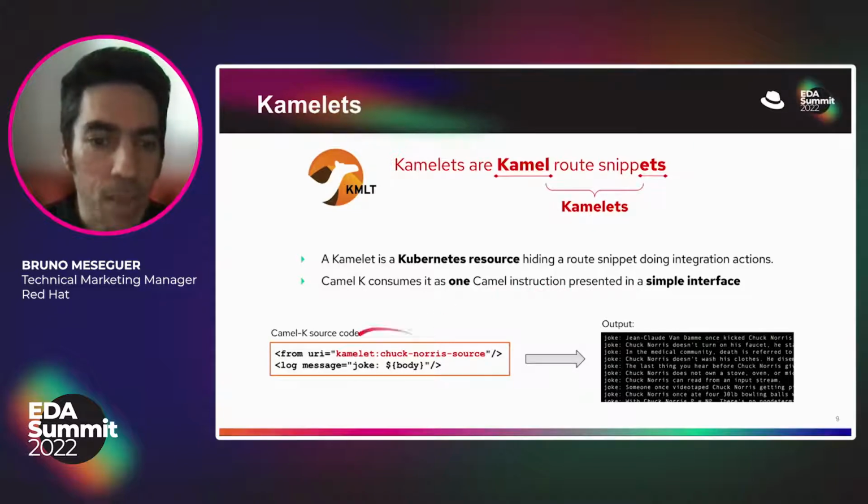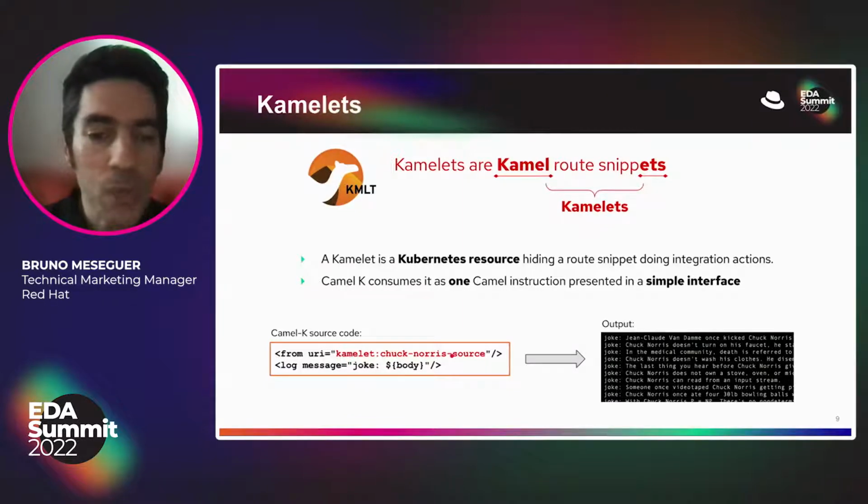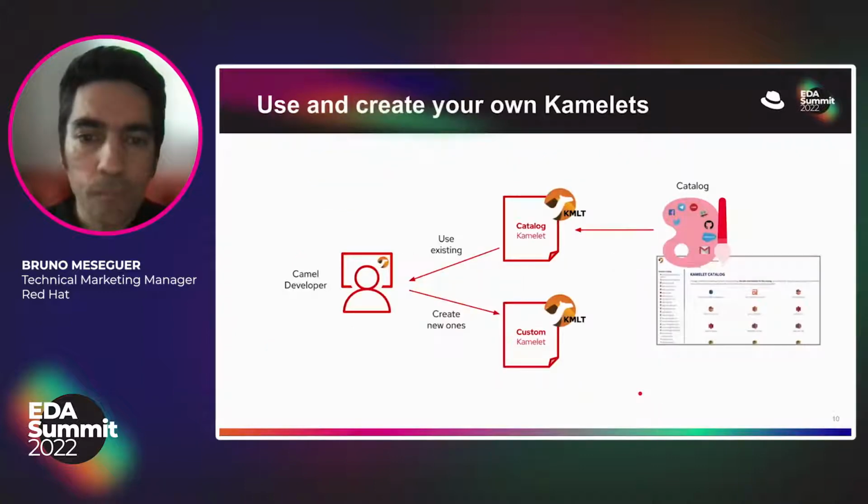So here we have an example where, using again the Camel language, we see that we are using a Camelet called Chuck Norris, which is fetching from the internet a service where we can get jokes from Chuck Norris. And then we are just printing those on the log. And here, the output of this, when you run it with Camel K, is 1 joke every second.